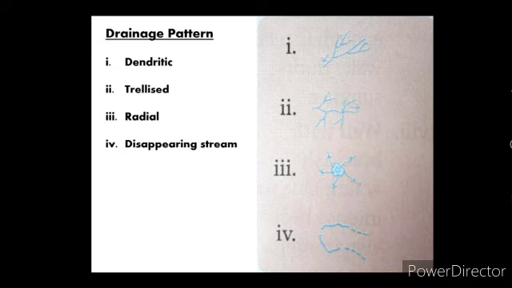Drainage pattern is the pattern formed by streams, rivers, and lakes in a particular drainage basin. A drainage basin is the topographic region from which a stream receives runoff, through flow, and groundwater flow. Over here, four types of drainage pattern are mentioned, that are dendritic, trellised, radial, and disappearing stream.